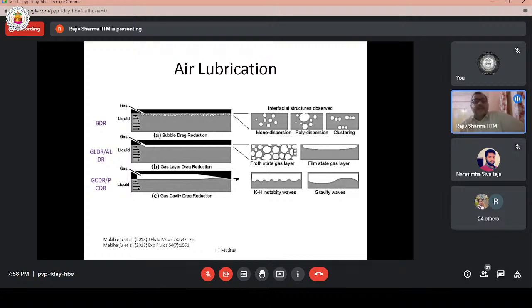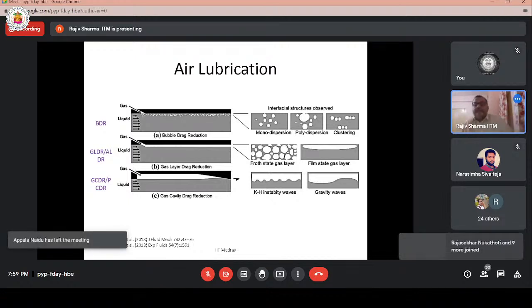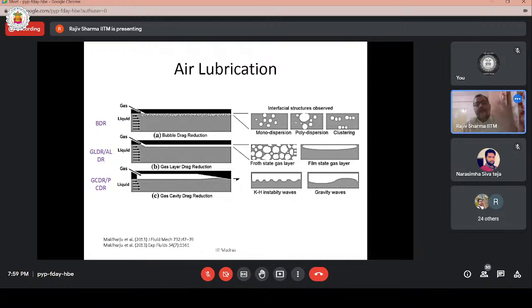In the case of gas layer drag reduction, it is a froth state gas layer, and then you have the film. That means it covers the entire length. KH instability waves and the gravity waves, depending upon what kind of gas cavity you want.